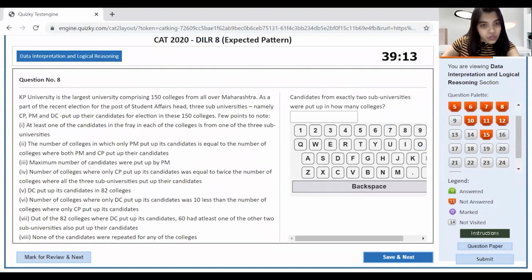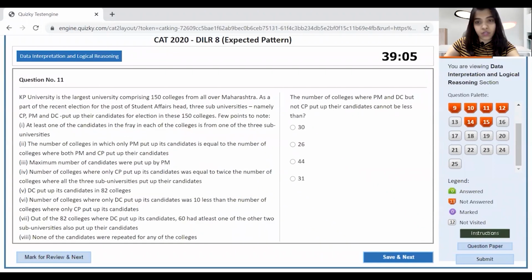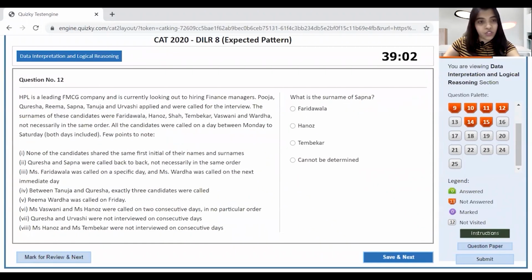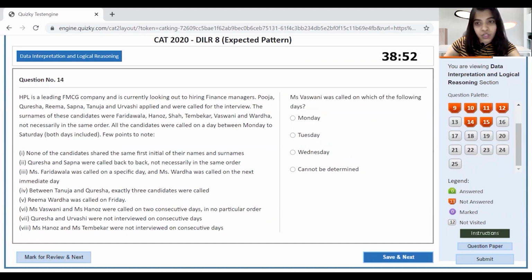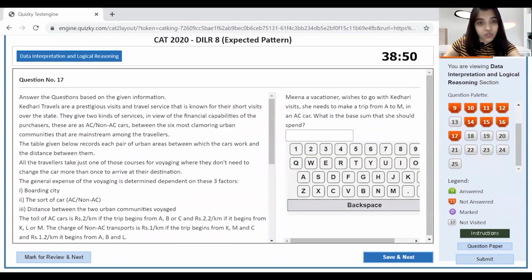This is university, 50 colleges, 3 universities. This looks like a Venn diagram. So 9, 10, 11, 4 questions again. There is some sort of arrangement: 6 people, 6 surnames called on different days. Fine, 5 questions for this one.